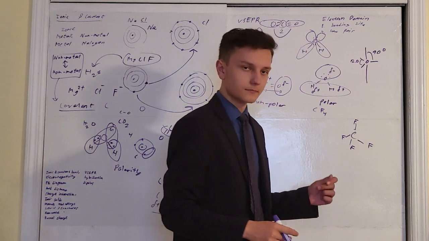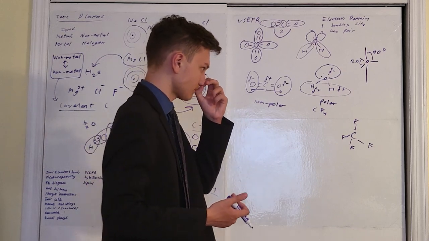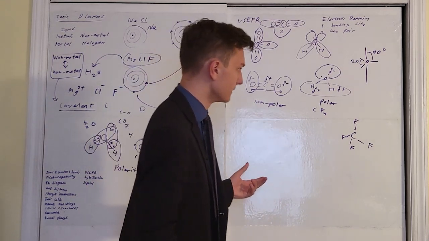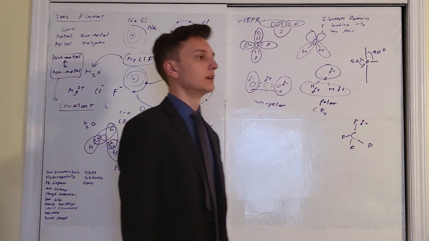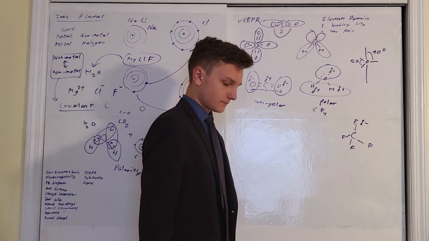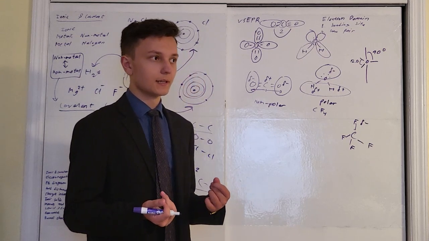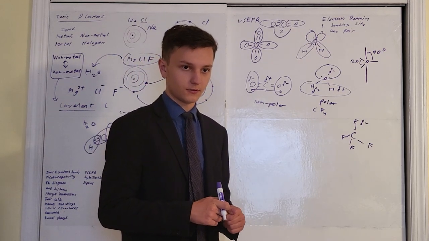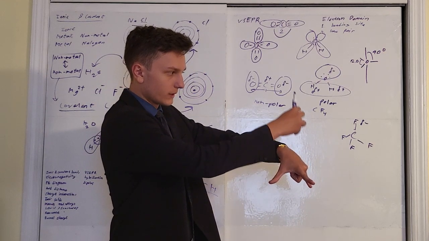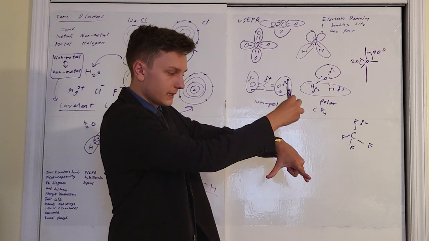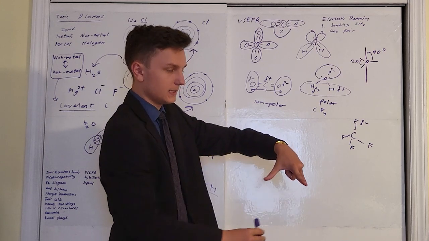Now, the CF bond, you know, it's not a CC bond, it's not a CH bond, so it's polar. The fluorine is the more electronegative atom, so it pulls the electrons closer to it, and it gains a partial negative charge. However, since all of the bonds are a carbon-fluorine bond, they all cancel each other out, okay? So if you look at the shape again, you've got one really strong negative pulling in this direction, and you've got a bunch of really strong negatives pulling out in either direction.